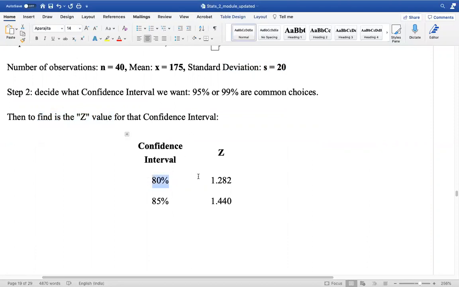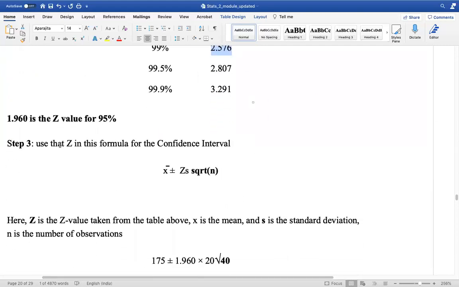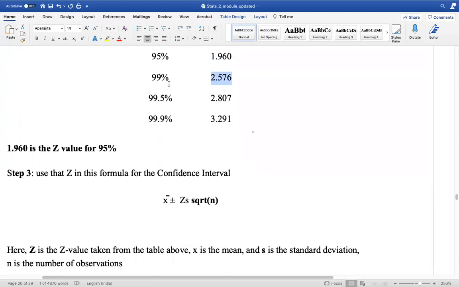So for 80% of the data, the z value is 1.28, and for 85% of the data the corresponding value is 1.44, and for 95% of the data it will be 1.96, guys. Okay, these are standard values. If you take 95% of the data, it will be 1.96. If you take 99%, then the corresponding z value is 2.576. Okay, so my confidence level is 95%, so I consider the z value as 1.96.